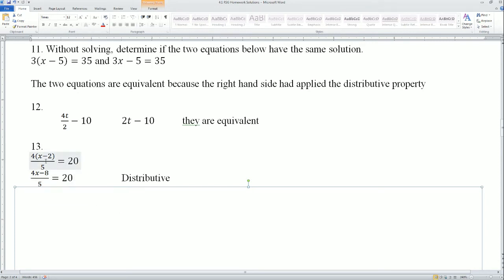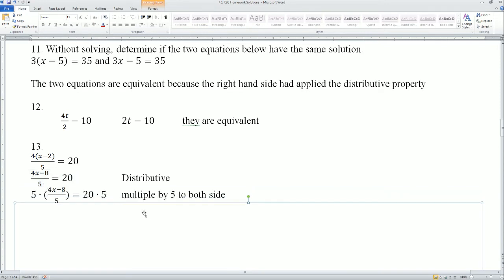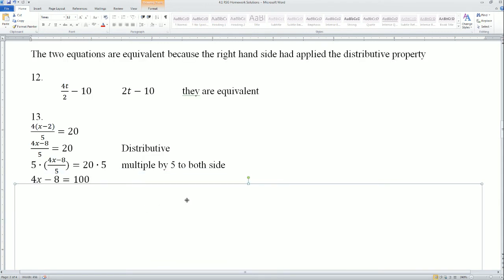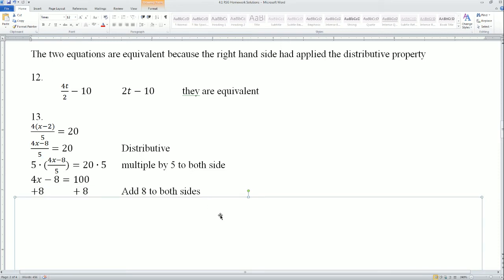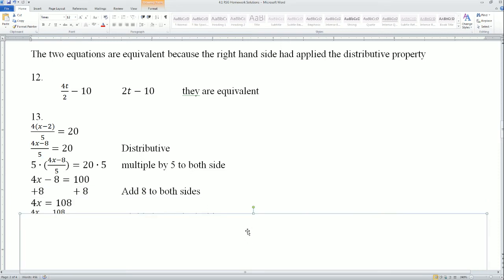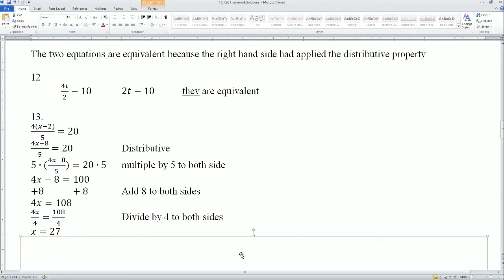Distribute the 4 into each term. Gets you 4x minus 8 on top. 5's on the bottom. Multiply 5 to both sides. Simplify. 4x minus 8 equals 100. Add 8 to both sides. That's what you get. Then divide both sides by 4. Gets you x equals 27.